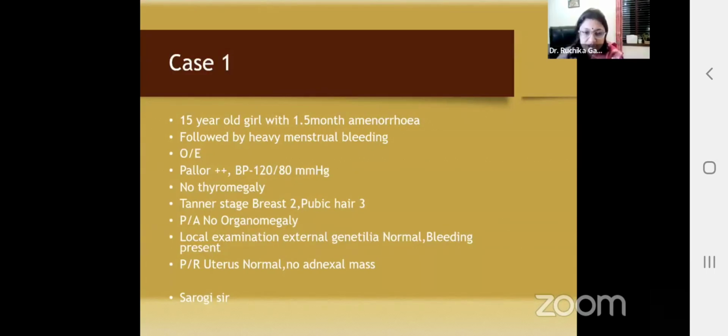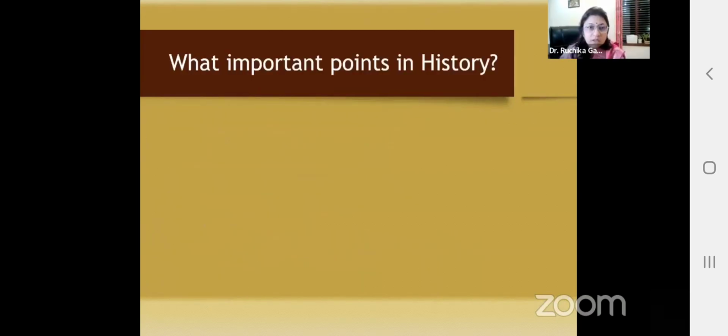On local examination, her external genitalia was normal. There was no injury, and bleeding was present. Per rectal examination also revealed adnexa and uterus were normal. So what are the important points in history we should take from this patient?